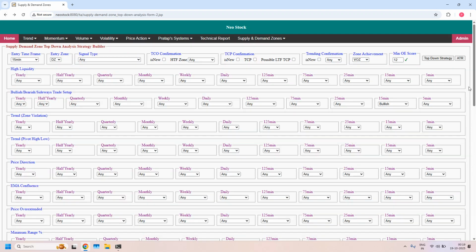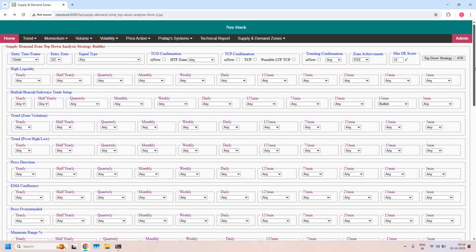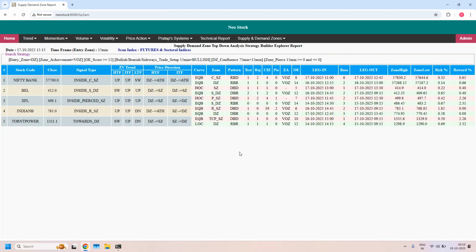So I'm going back, adding the first step in the first strategy, that is LTF and ITF demand zone confluence, that is 15 minutes and 75 minutes demand zone confluence. By enabling the filter, out of 7, we got 5 stocks. In all the 5, the 15-minute demand zones are overlapped with demand zones, not supply. The 15-minute demand zone overlapped with the 75-minute demand zone, and the 75-minute trend is uptrend.